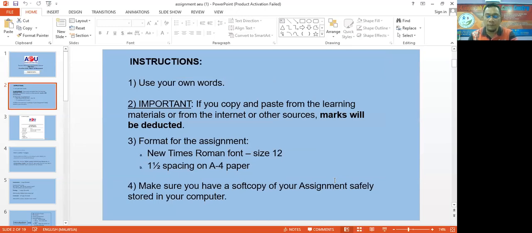Okay, for the format, remember, your assignment you need to write in Times New Roman, size 12, 1.5 spacing on A4 paper. And please remember, make sure you have a soft copy of your assignment safely stored in your computer. This is a very important part, remember.